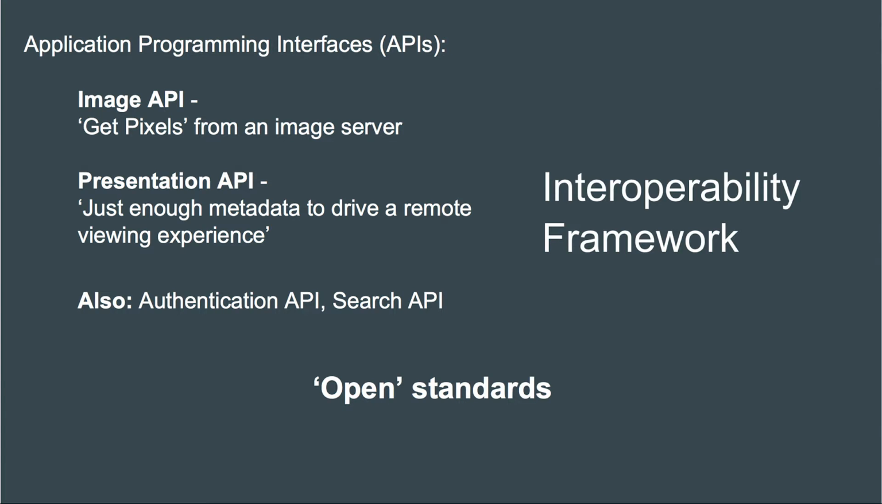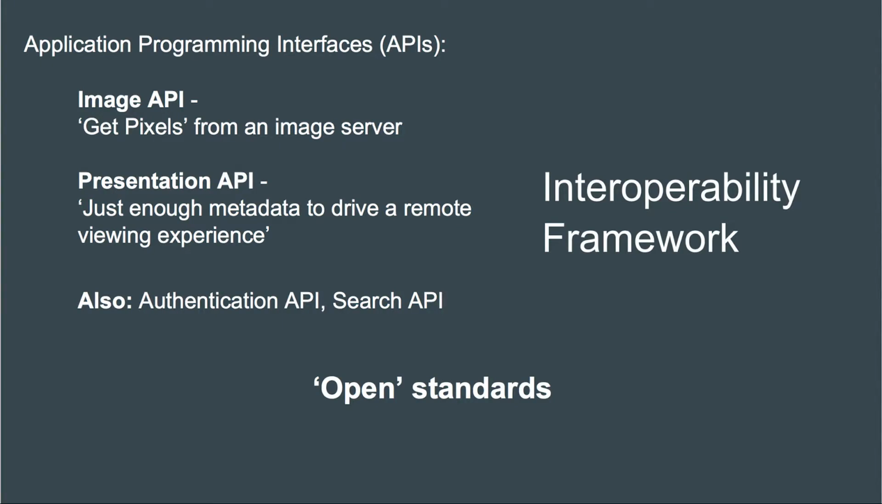Working with these two core APIs are supplementary APIs, and the two major supplementary APIs at the moment, again these can and will be expanded on, are the Authentication API, which enables restricted access. There's a key use to that, of course. And the Search API, which enables, as the name suggests, search within either the associated metadata or within the images themselves in the case of things like optical character recognition.